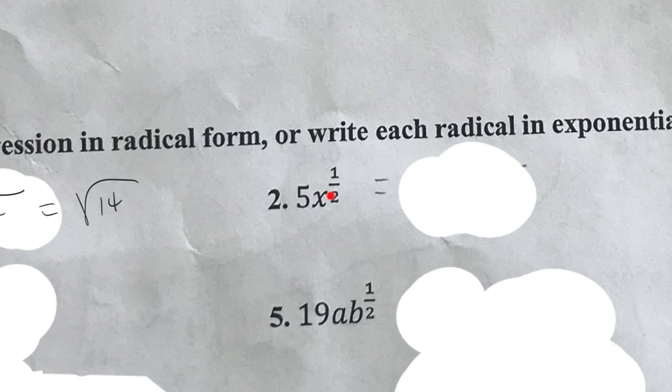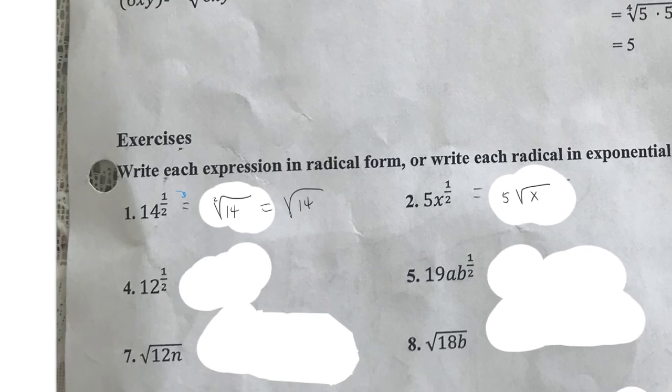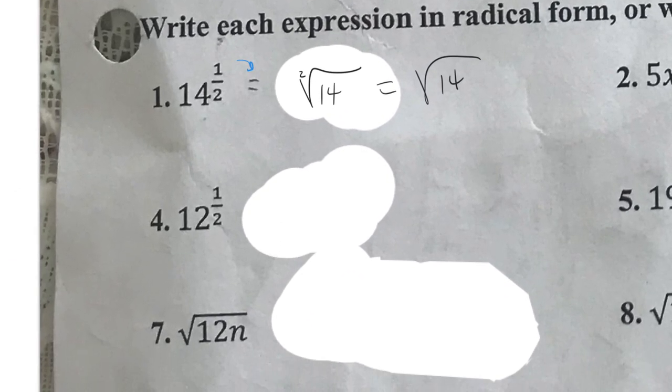The trick of this is to recognize that only the x is being raised to the 1/2 power, so therefore the 5 is just minding its own business on the outside, and then we would have radical x, so that's that one. In this case, we have 12 underneath the radical. It's the square root of 12.